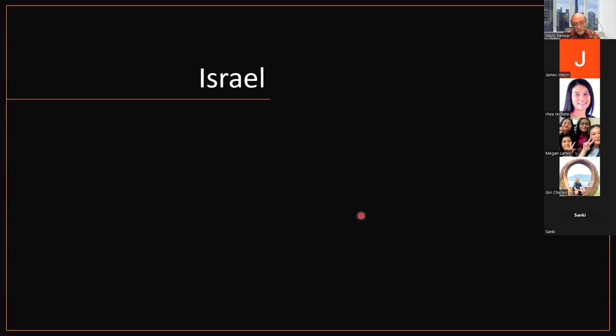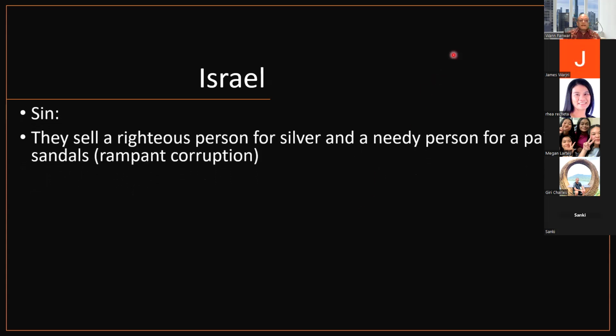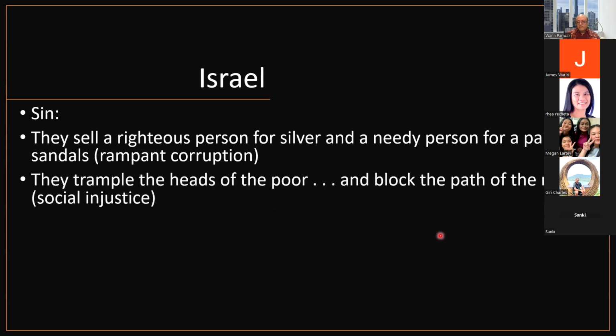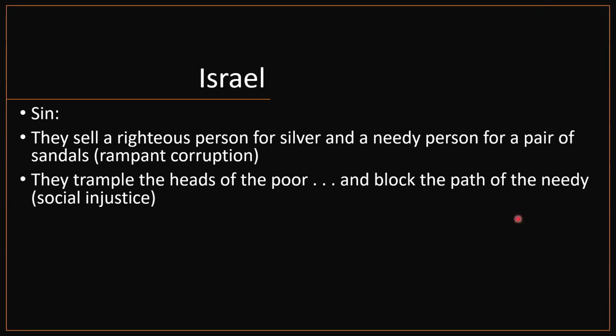When it comes to Israel, the 3+1 listing becomes very complete. God says that the number one sin is they sell the righteous person for silver and the needy for a pair of sandals. In other words, there was rampant corruption in the kingdom, uncontrolled corruption. They trample the heads of the poor and block the path of the needy.